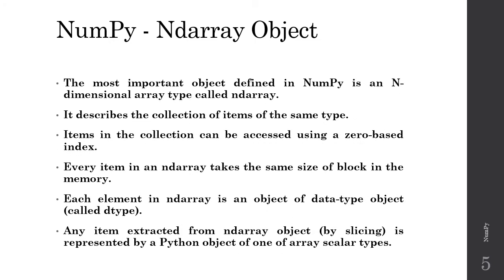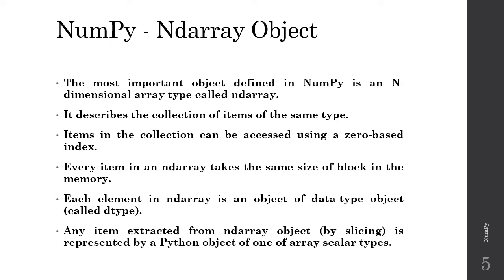See, the ndarray object in the NumPy package. It's the most important object defined in NumPy. ndarray stands for n-dimensional array. It describes a collection of items of the same type. An array is a homogeneous collection, so the items in the array will be of the same type. Either it will be of integer type, or floating point type, or char type.